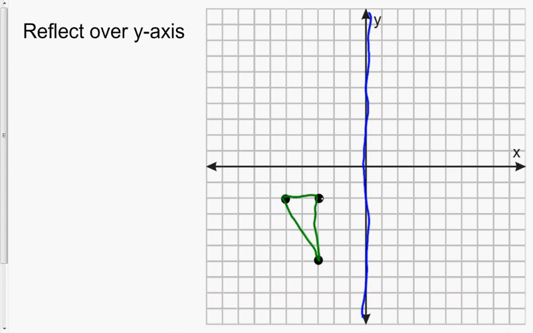So if I look at this first point, it's 1, 2, 3 on this side of it, meaning I should go 1, 2, 3 on the other side of it, and here's my new point. Okay, so I'm going to actually make my new ones purple here. So there's my new point.